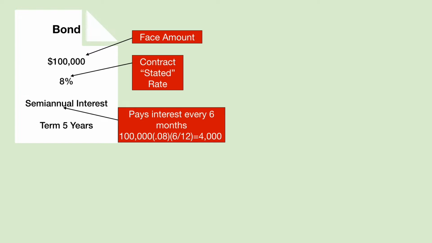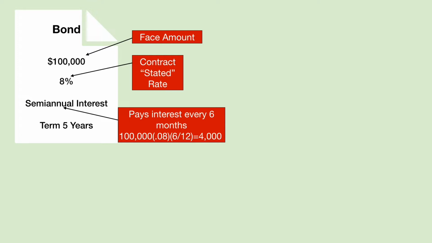This bond pays interest of 8%. Semi-annual interest means it pays interest every 6 months, so this bond would pay 4% interest every 6 months. The term is 5 years, so that means every 6 months for 5 years, an interest payment of $4,000 would be made. At the end of 5 years, the face amount is paid back, the $100,000.